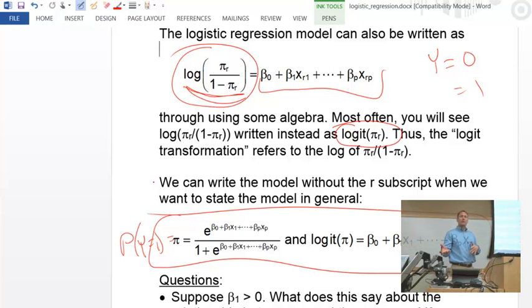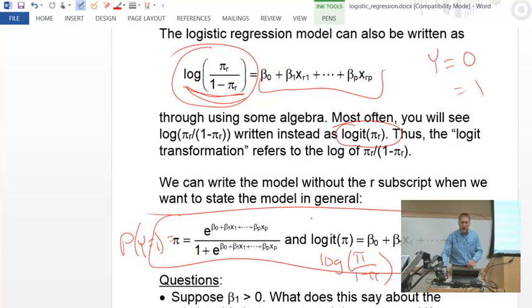Y has a Bernoulli distribution with the corresponding parameter pi. And this is what our model looks like. There are two different ways to write it. You can set pi equal to e to a linear combination of the betas with the x's, over 1 plus e to that same linear combination. That nice little transformation of this linear combination of the betas and the x's guarantees that pi will always be between 0 and 1, which makes sense for a probability. Now, using some algebra, we can write on the left-hand side the log of pi over 1 minus pi, which is often abbreviated as logit of pi. It's just notation, but that's what you will typically see people write. And then you set that equal to the linear combination of the betas with the x's. Okay, so that's what our model looks like.